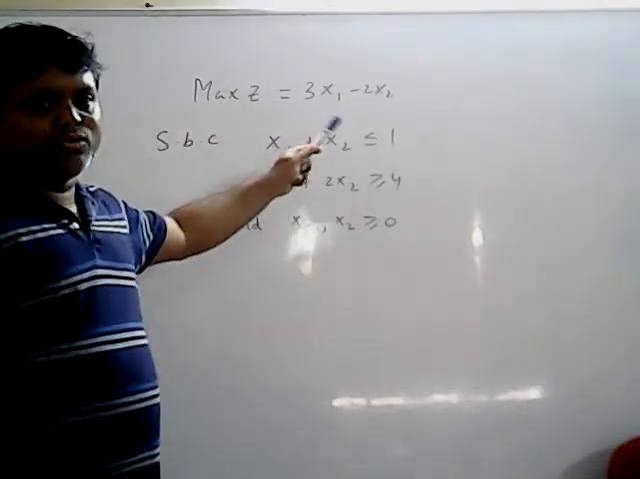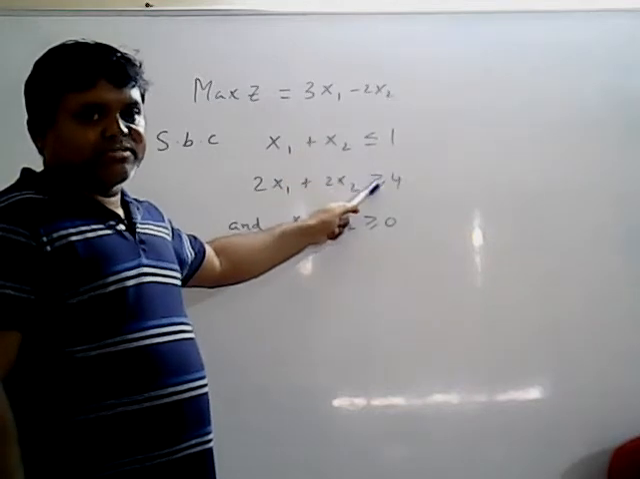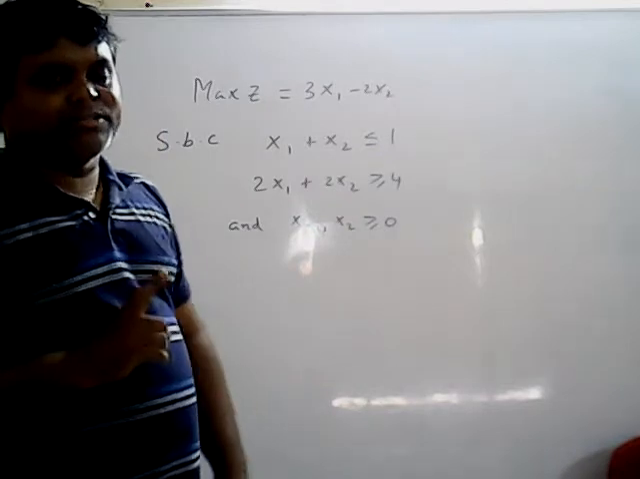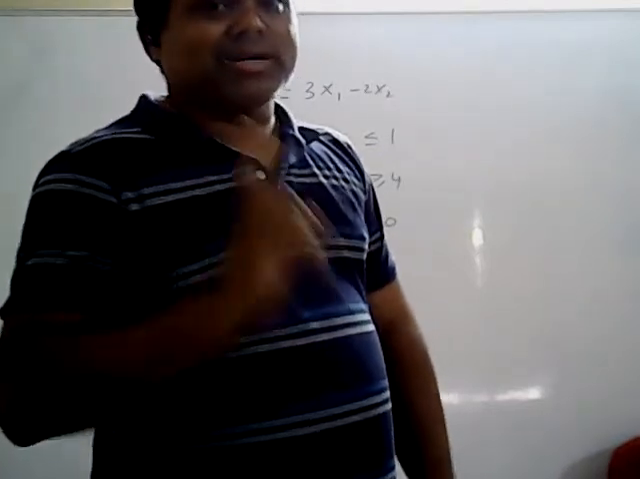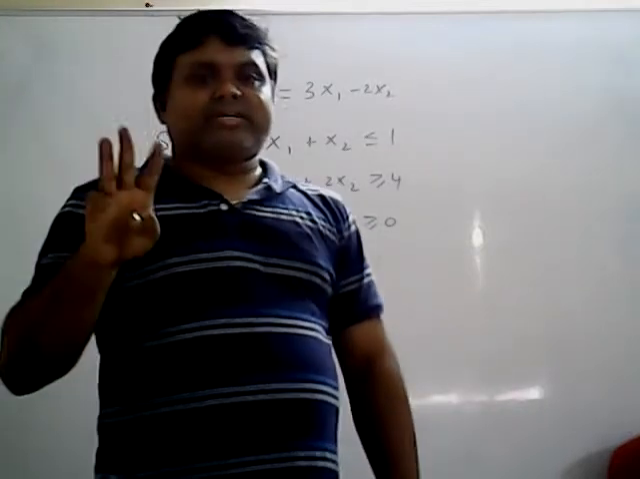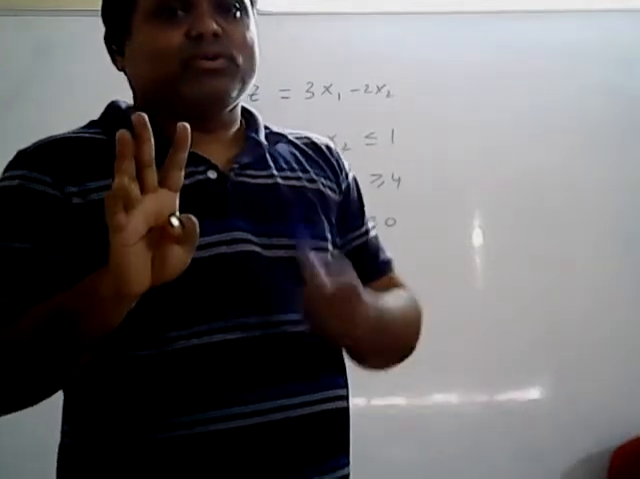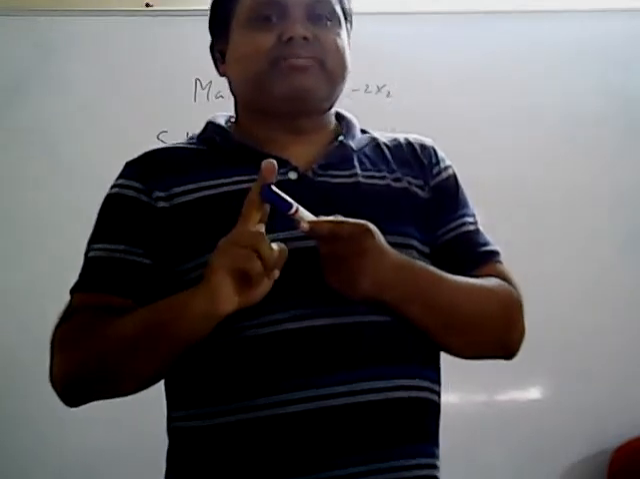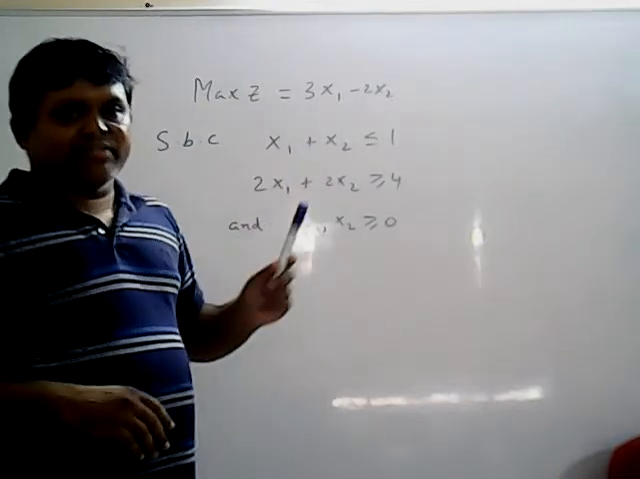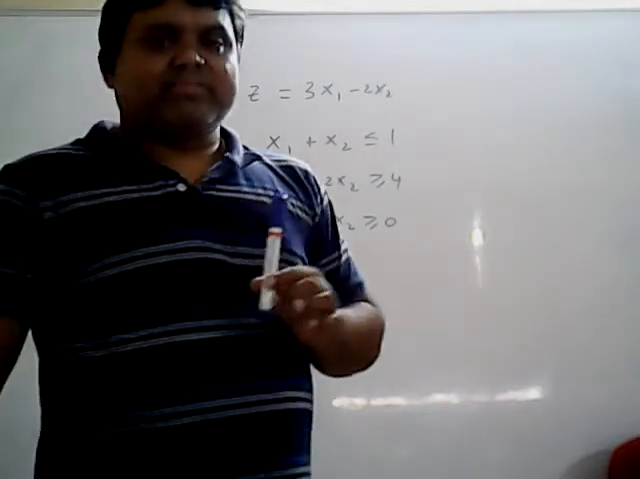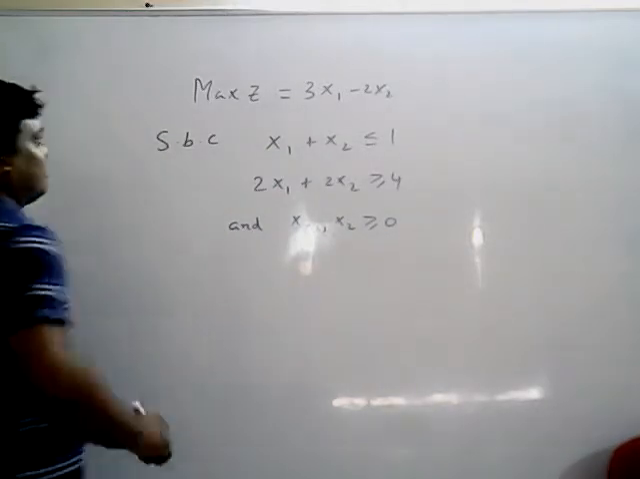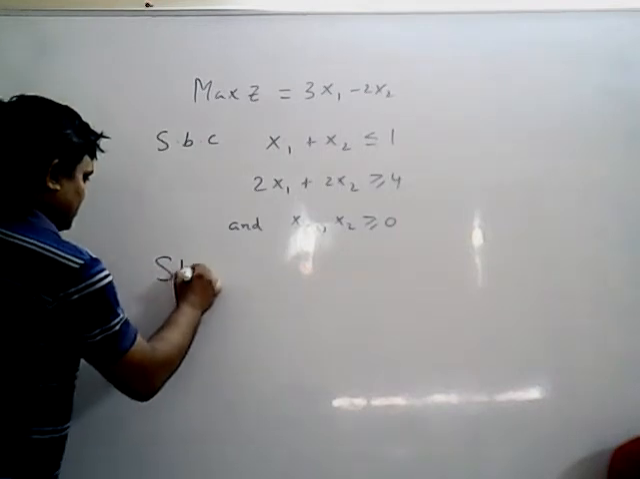Slack variables do not require artificial variables, but surplus variables require artificial variables. Only one surplus variable is used, so only one artificial variable is required. In total, three variables are required in this problem: one slack variable, one surplus variable, and one artificial variable. The slack variable is always added, the artificial variable is always added, and the surplus variable is always subtracted. So, solution. Step number 3.